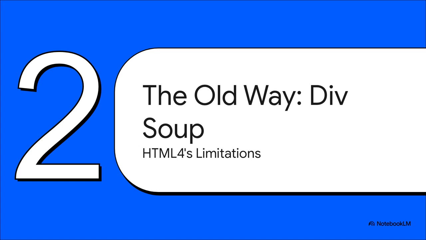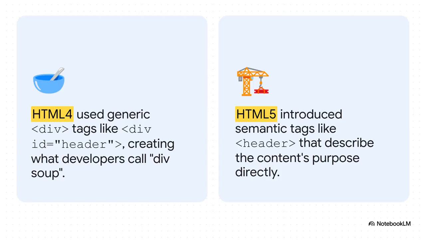Back in the days of HTML4, developers had a pretty limited toolbox for creating layouts. You can see the difference so clearly right here. On the left, you've got what we call div soup. Everything, and I mean everything, was just wrapped in a generic div tag. To tell them apart, you'd slap an ID on it, like header or nav. But here's the kicker. To a machine, like a browser or a search engine, the word div means absolutely nothing. It's just a generic box. It has no meaning at all.